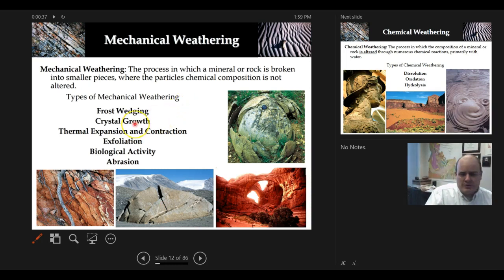Another one is crystal growth. So if you get, for example, salt in that crack, that salt will start to expand as it grows, and will actually push apart the rock as well.